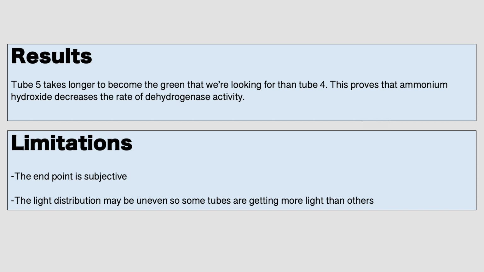Now, there are some limitations to this experiment. Firstly, the endpoint is subjective. We tried to accommodate this by having a standard tube to compare the colour to, but to make the results quantitative, we could have used a colorimeter, and that would have been more accurate. And then secondly, the light distribution may be uneven, so some tubes are getting more light than others.